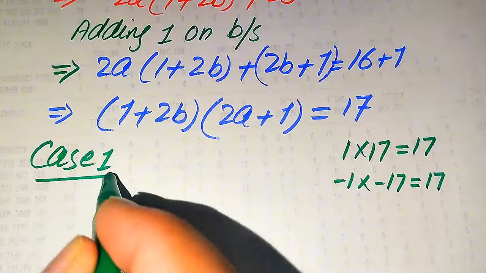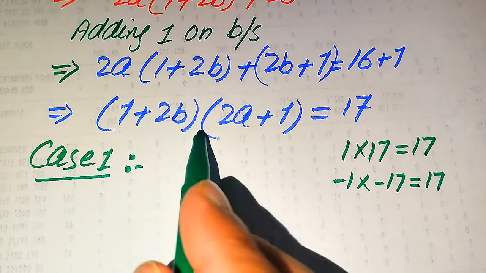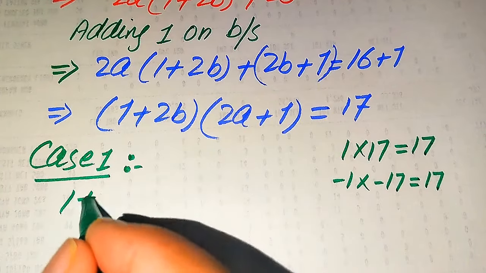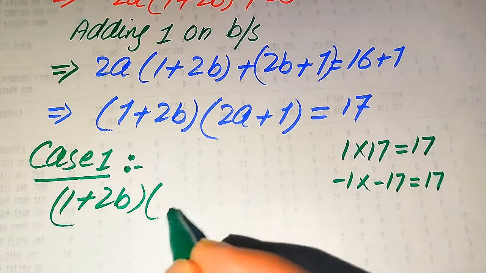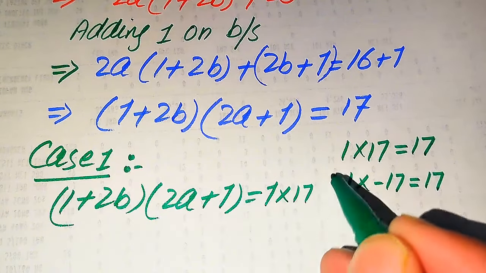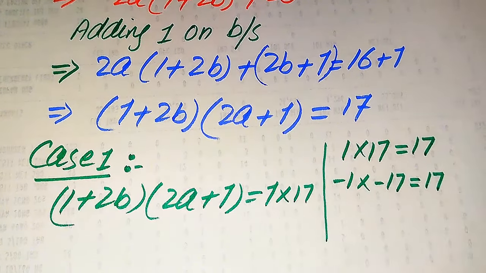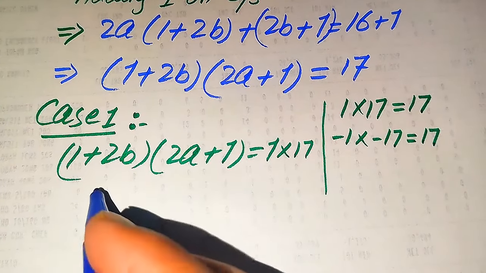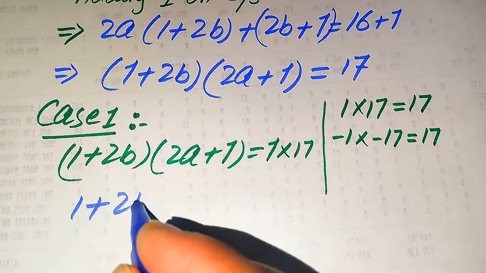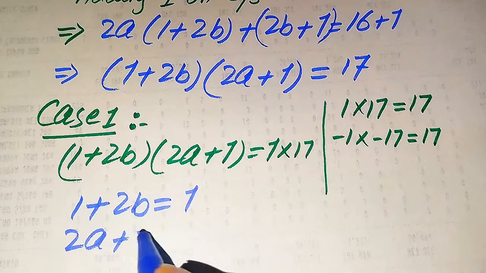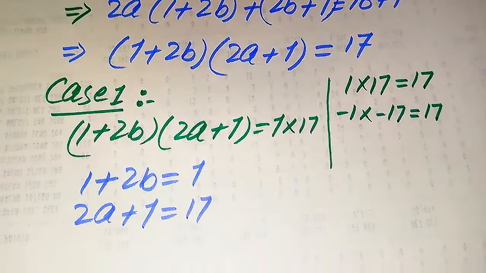Here we write our first case, and in the first case we compare with 1 and 17, and it will be written as (1 + 2b)(2a + 1) is equal to 1 times 17. Now we compare both of the sides, and we get 1 plus 2b is equal to 1, and 2a plus 1 is equal to 17.